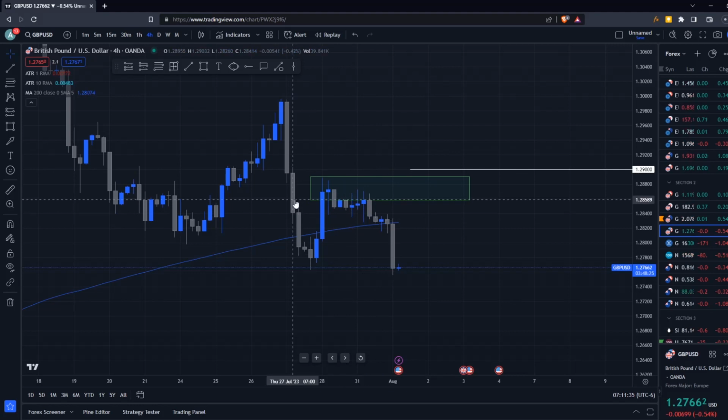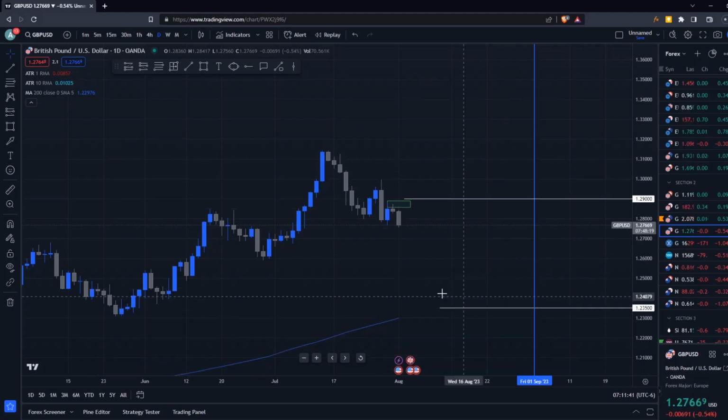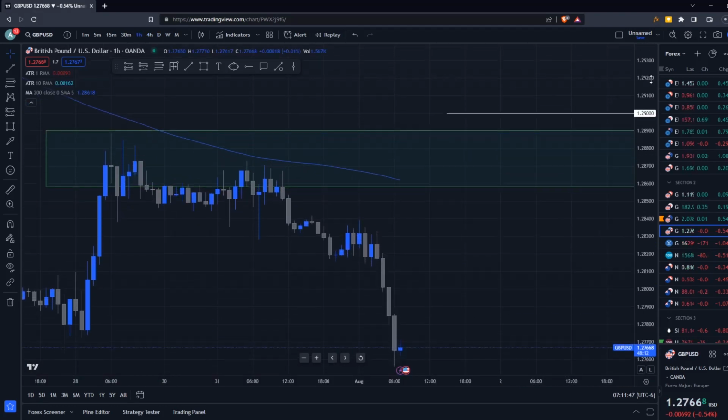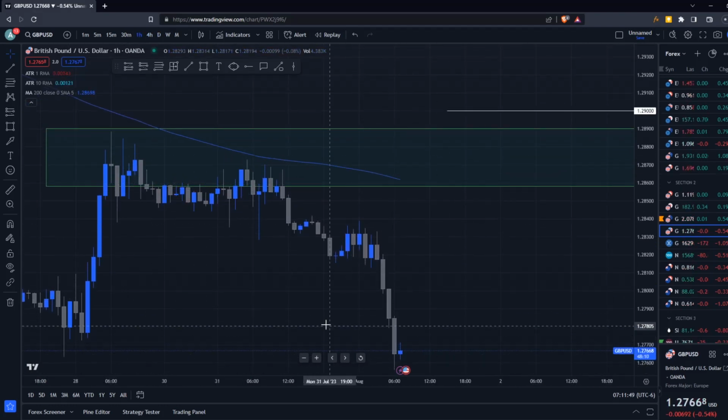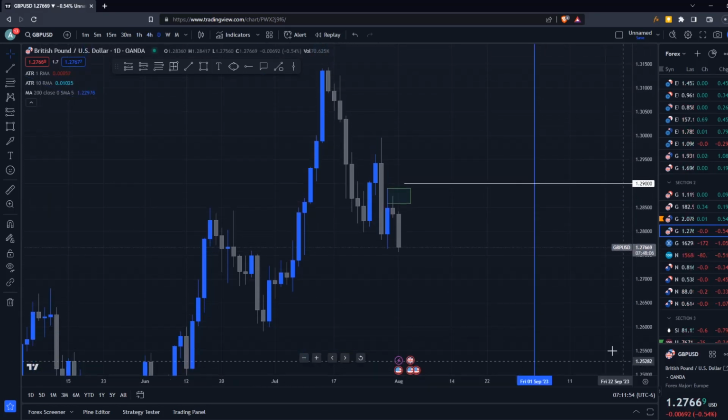Price did just break below this 4 hour moving average. So even though it's bullish on the daily, it's now bearish on the 4 hour. So it's a good sign that the momentum is switching. If you look on the 1 hour, it's way below it. So I would look for something like this.